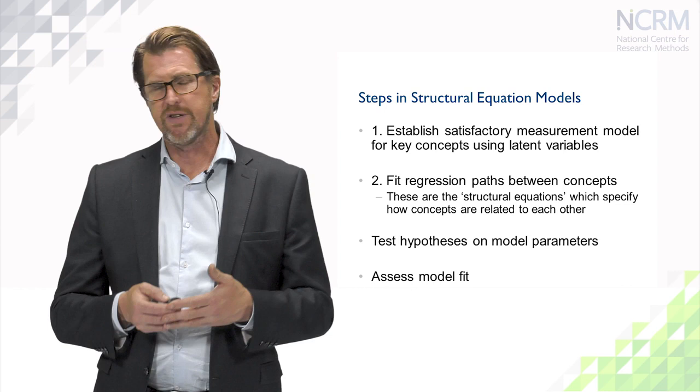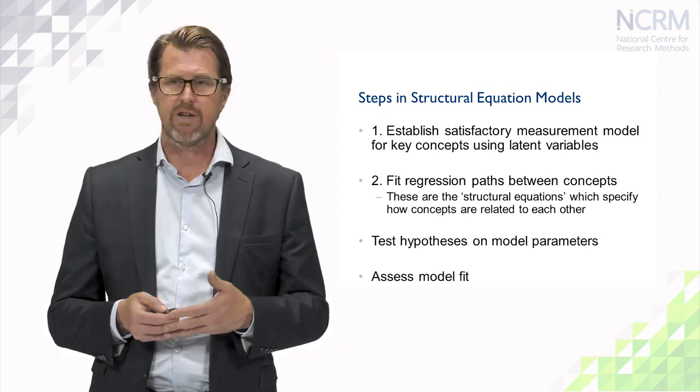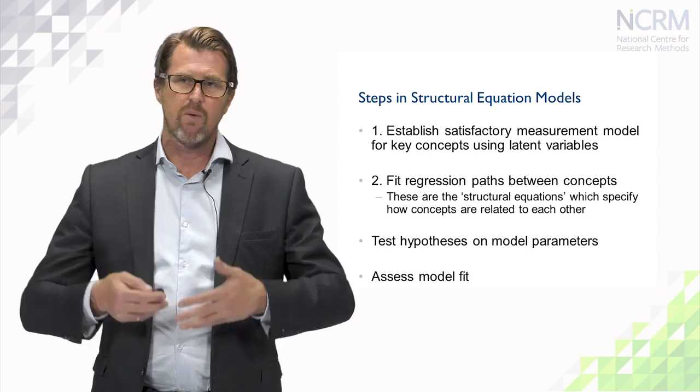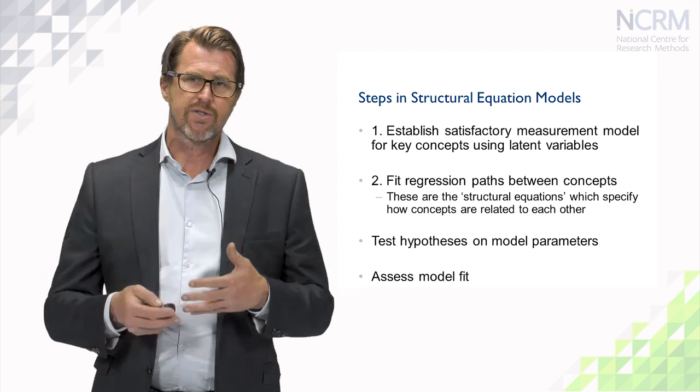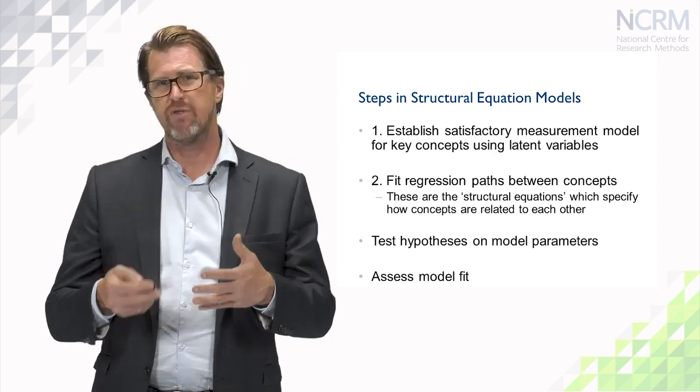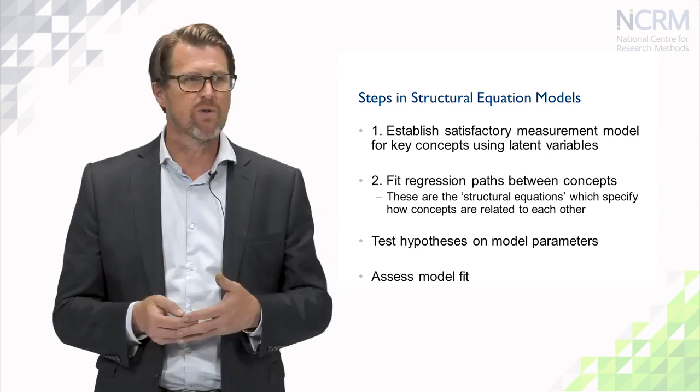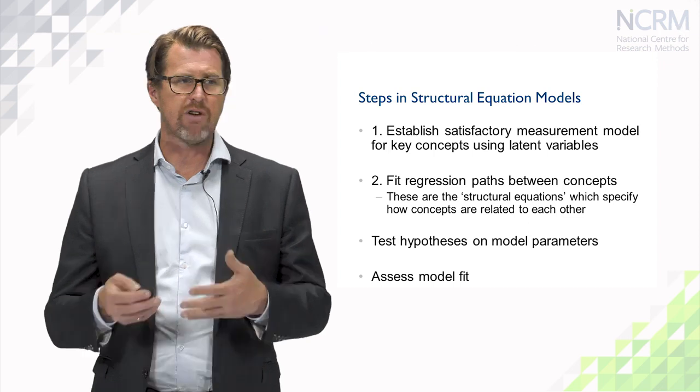So we have a clear idea of the concepts that we're interested in that form our theoretical model. We use latent variable models, confirmatory factor analysis and so on to get good measures of those concepts. Now we want to specify how those concepts are related to one another. And this is really the part of the modeling where we are testing our causal theory. And what this really involves is specifying regression paths between the measured concepts.